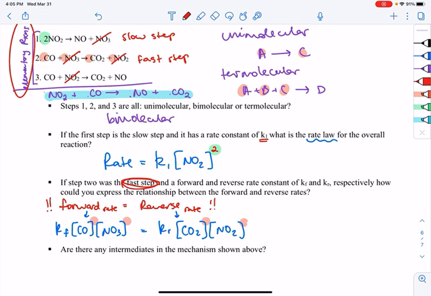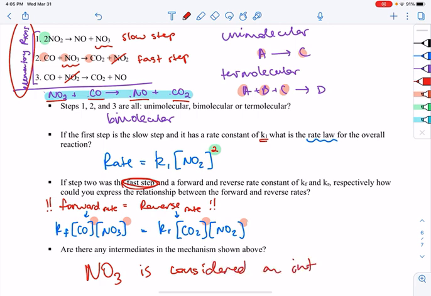So NO2, though, does show up in our overall reaction. So NO2 is not an intermediate. But notice that NO3 shows up in our mechanism, but not in the overall reaction. There's no NO3s here. So NO3 would be considered an intermediate. Okay?